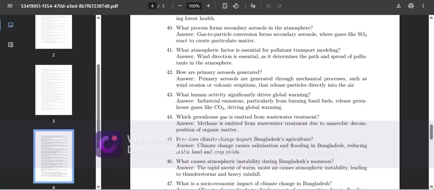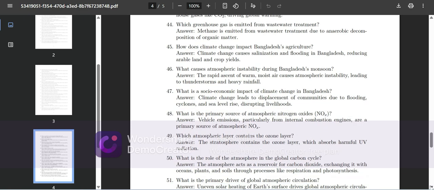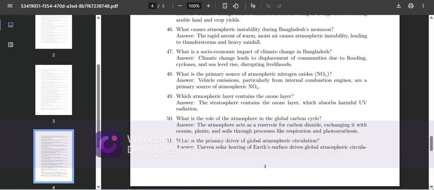What causes atmospheric instability during the Bangladesh monsoon? The rapid ascent of warm, moist air causes atmospheric instability, leading to thunderstorms and heavy rainfall. What is the socio-economic impact of climate change in Bangladesh? Climate change leads to displacement of communities due to flooding, cyclones, and sea level rise, disrupting livelihoods.